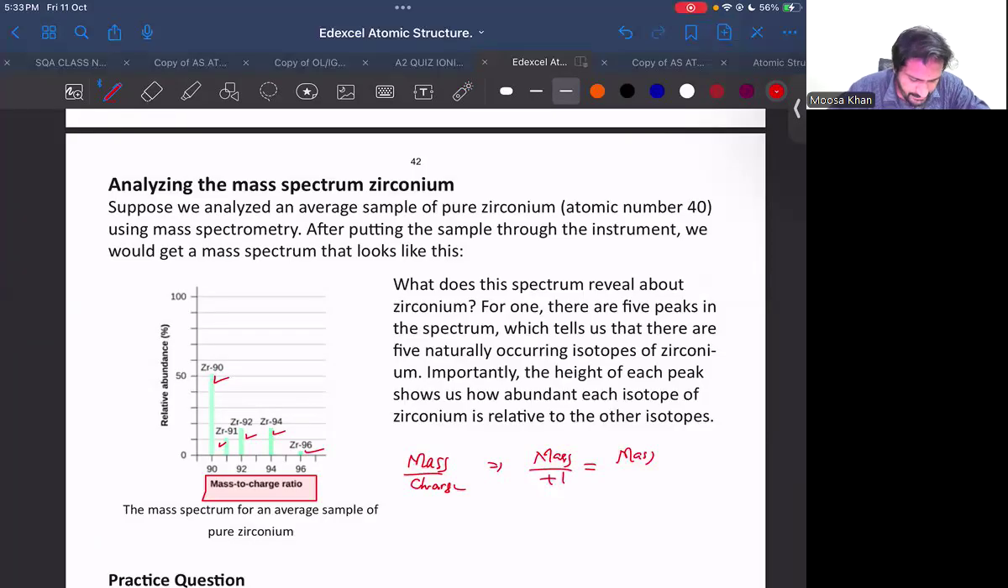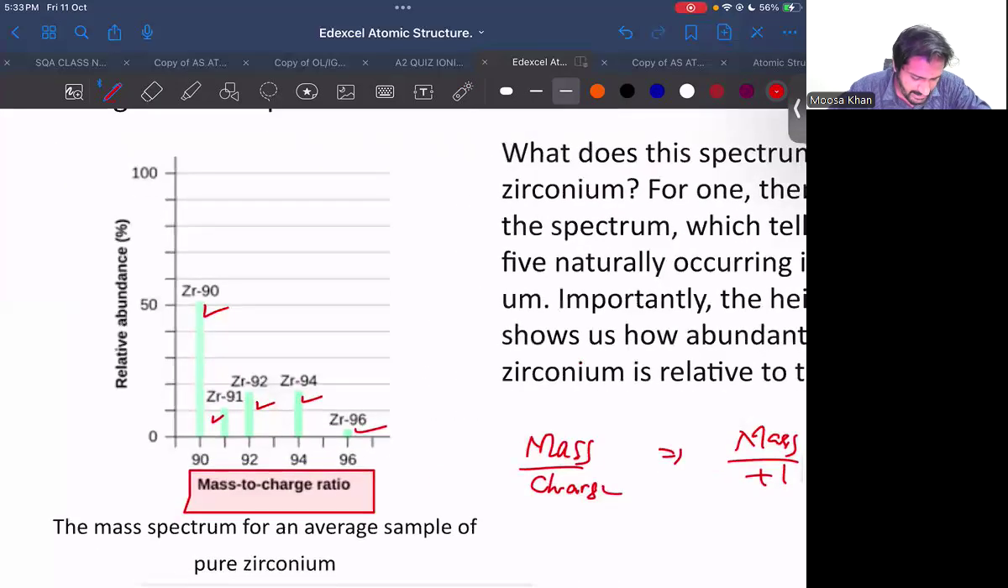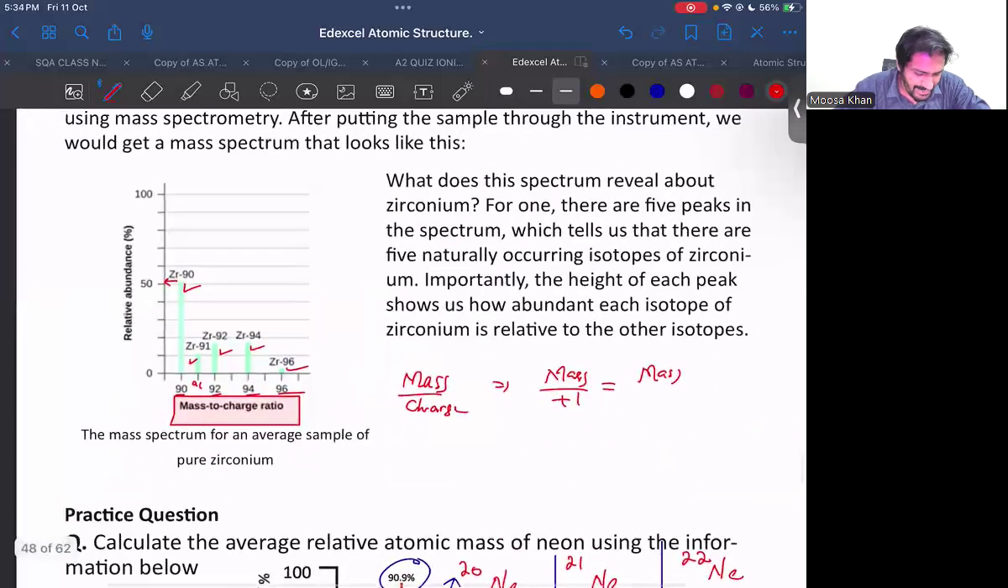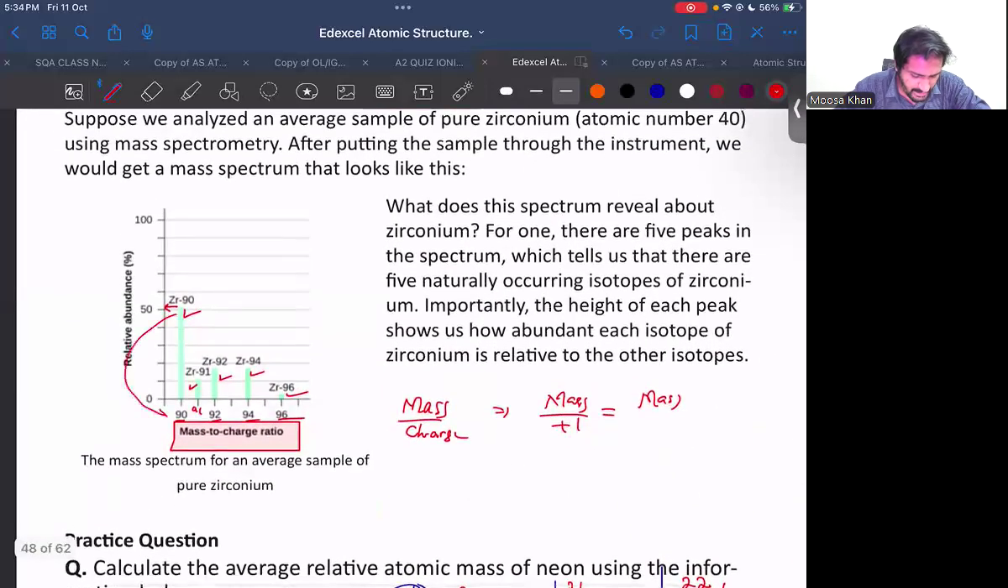So if we can see 5 peaks, it means a zirconium element has 5 isotopes, each with the mass number 90, 91, 92, 94, and 96. Not just that, we can even see the relative abundances or the percentage of these isotopes from the y-axis. So we know the percentage, we know the mass number of every isotope, we know the total number of isotopes. Then we can just take the average mass of zirconium by multiplying these percentages with their individual masses.